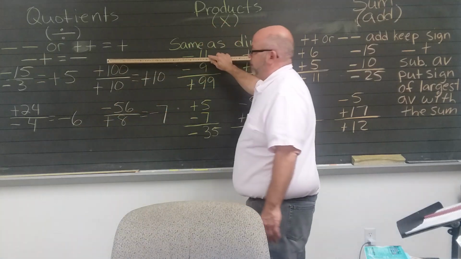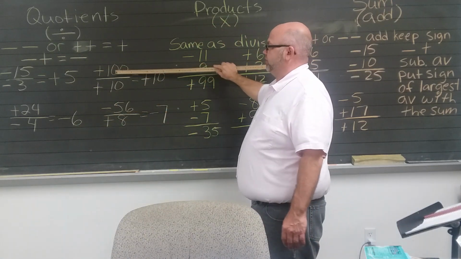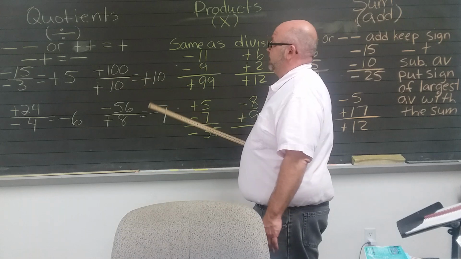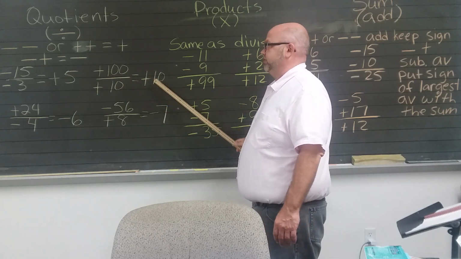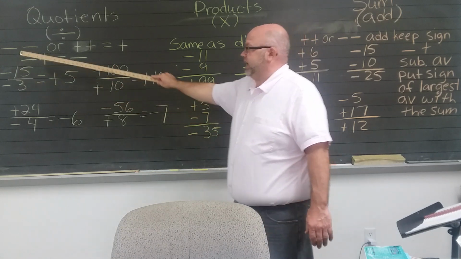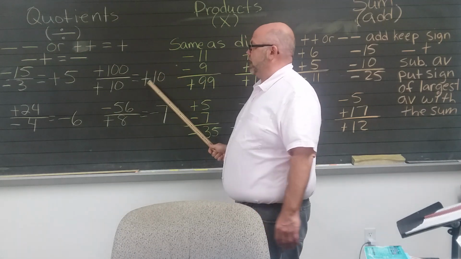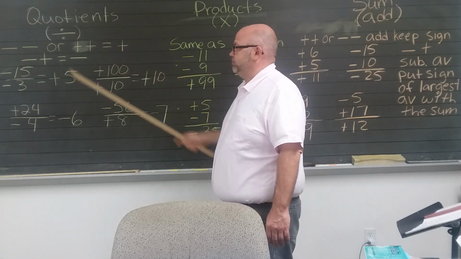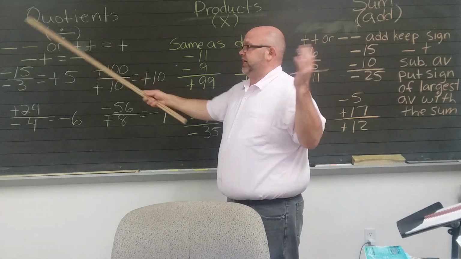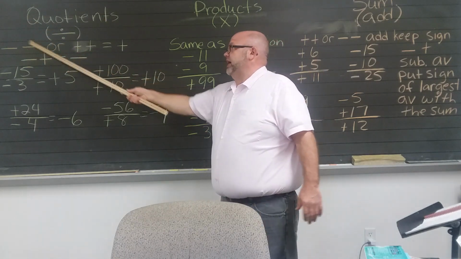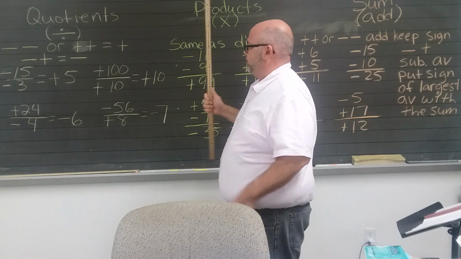Okay, here you have two positives. Positive 100 divided by positive 10 is again positive 10. If the signs are the same, two negatives or two positives, your answer is always positive. Okay, don't let that mess you up. Don't think, well, there's two negatives, it must be a negative. No, signs are the same, they are positive.